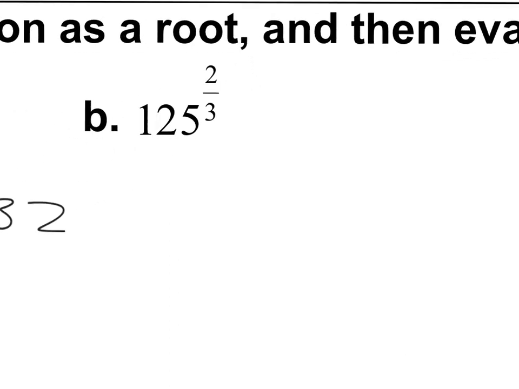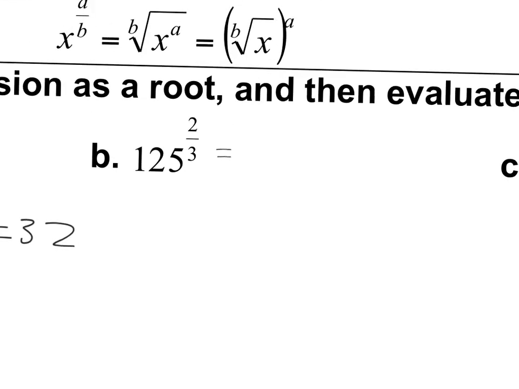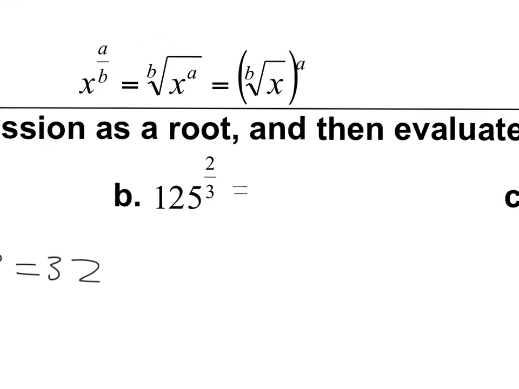Okay, let's try this one now. It says 125 to the 2/3. Well, let's rewrite it first. Again, I'll put this little formula up here. Remember, the number on the top is your exponent. The number on the bottom goes in the crack. So the number on the bottom is 3, so we would write the cube root of 125 squared.